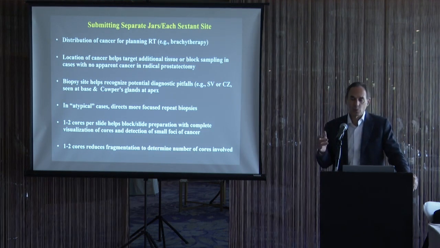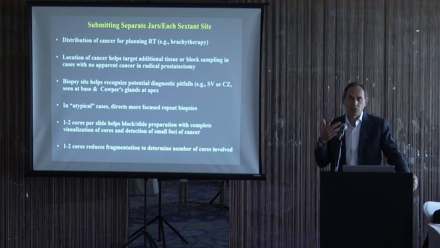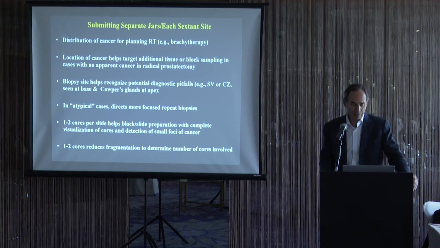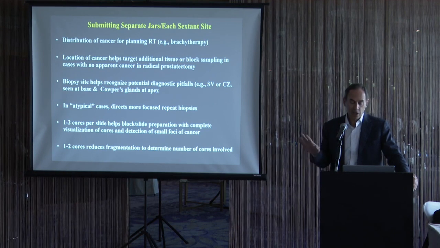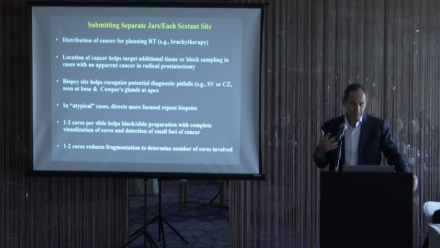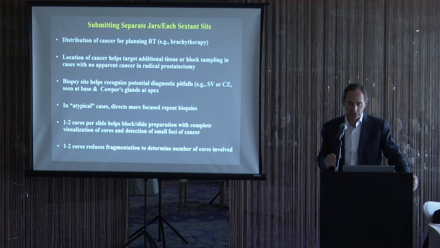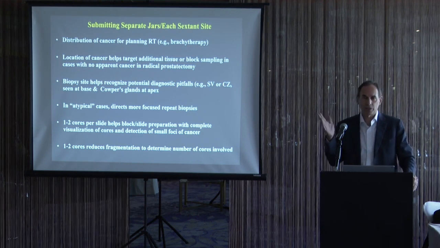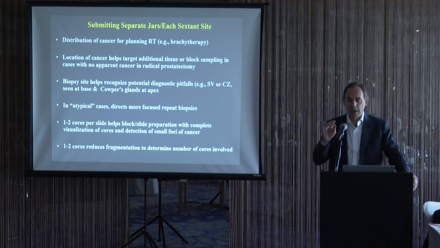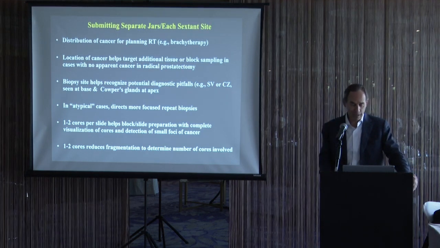There are sometimes when the radical prostatectomy comes out and you have trouble finding the tumor. Knowing where the tumor was on the needle biopsy can also be helpful when you're sampling that radical prostatectomy. I'll talk about certain histological pitfalls in diagnosing prostate cancer and intraductal lesions in subsequent lectures. Some of these lesions occur preferentially in different areas. For example, the central zone up at the base of the prostate has some mimickers of prostate cancer. If you know the biopsy is from the base, that can be helpful.